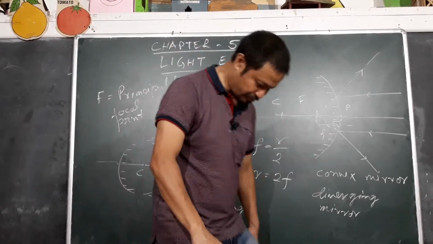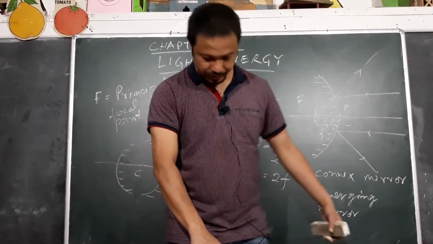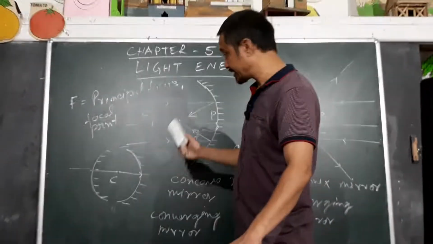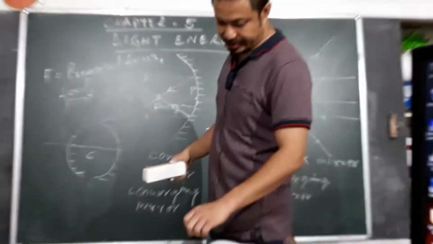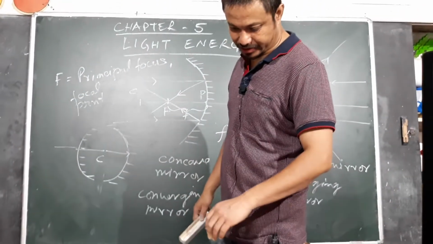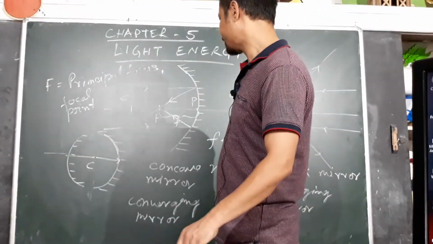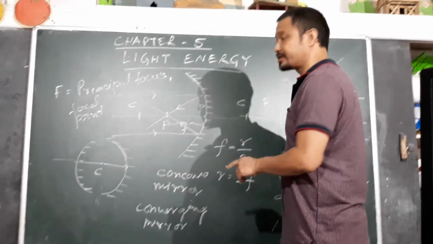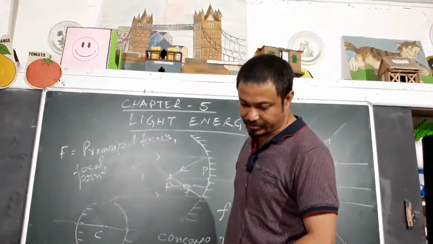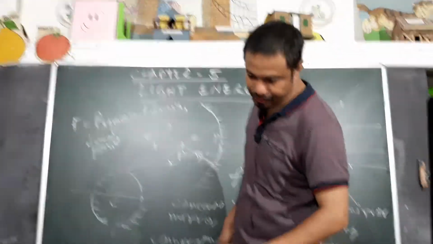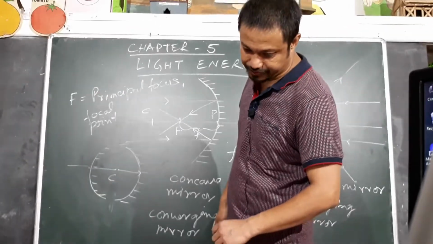This is a very important formula for ray diagrams. Later on, you might have to do calculations based on this. We're not going to do that in this chapter right now, but it's very important that you understand it. So F equals R by 2, or R equals 2F.